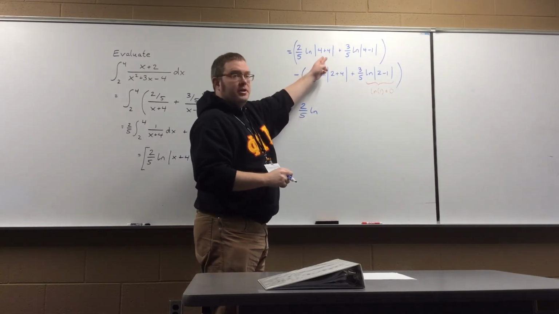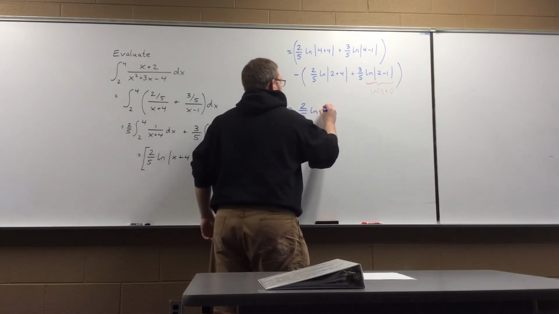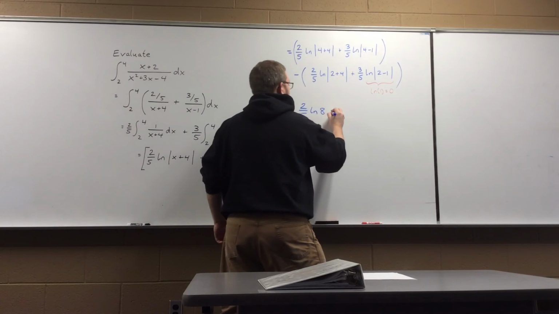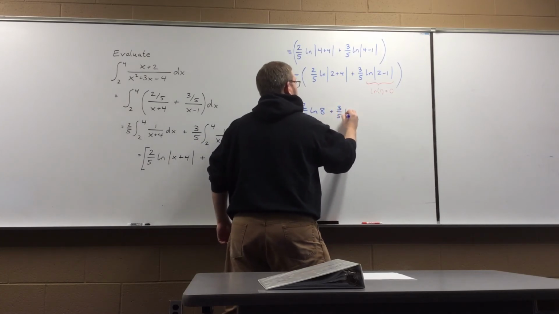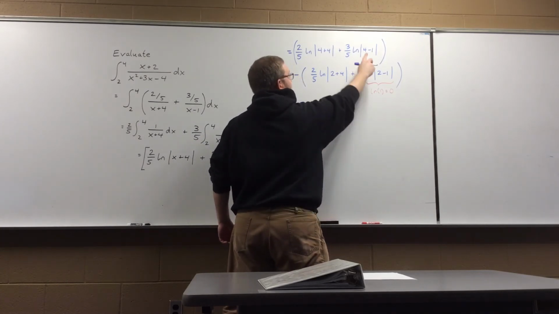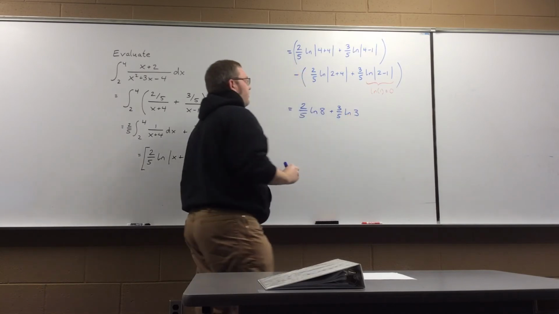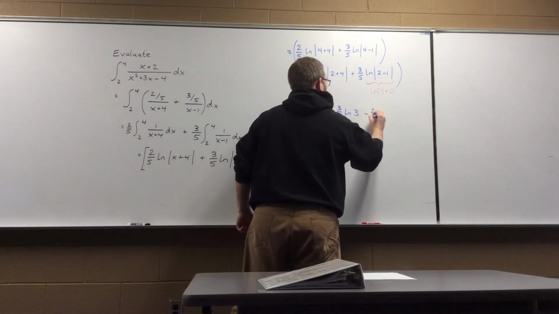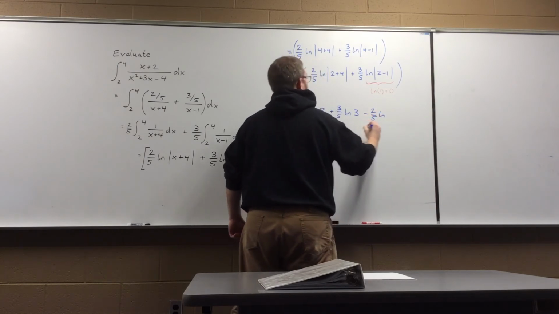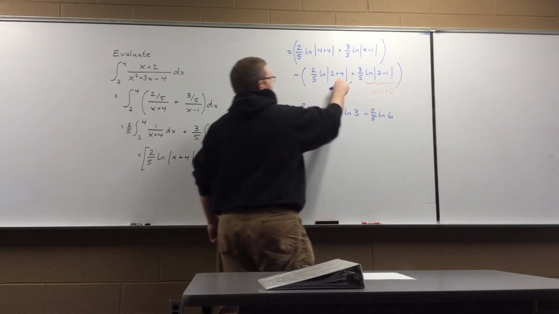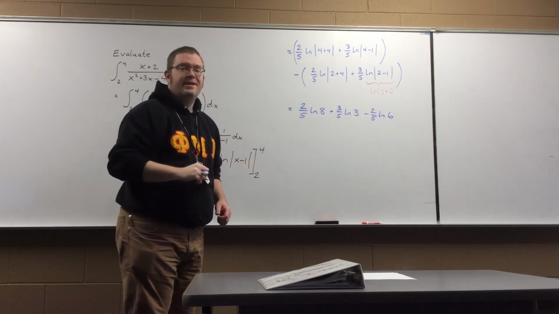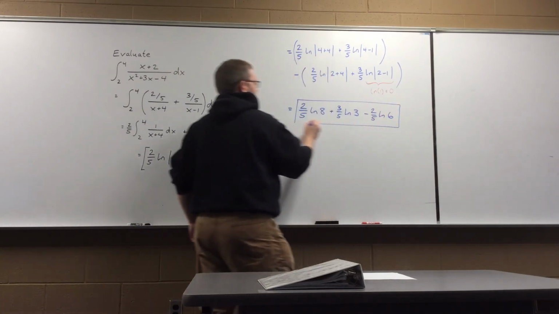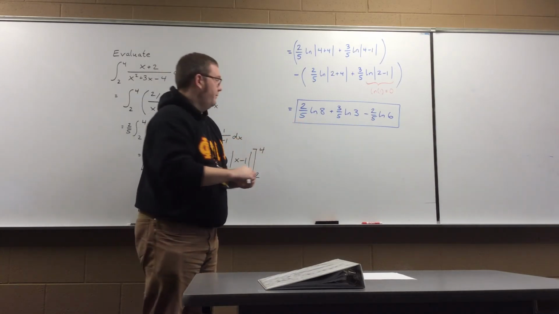What I do intend to do to simplify is simplify the arguments. 4 plus 4 would be 8. Absolute value of 8 remains as 8. Plus 3/5 times the natural log of 4 minus 1 is 3. Absolute value requires nothing more. Then minus 2/5 times the natural log of the absolute value of 2 plus 4, which simplifies to 6. In my mind, that would suffice for a final answer.